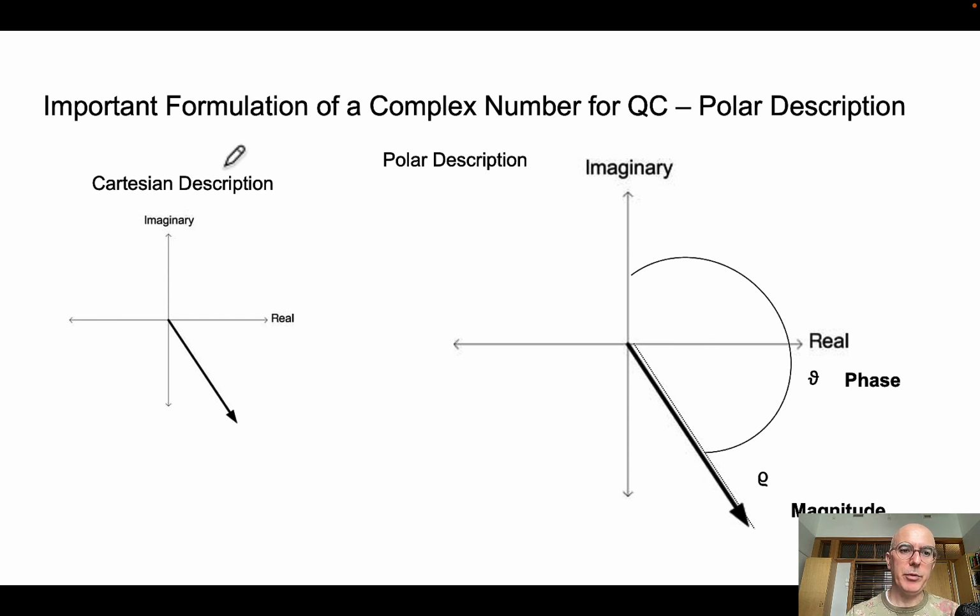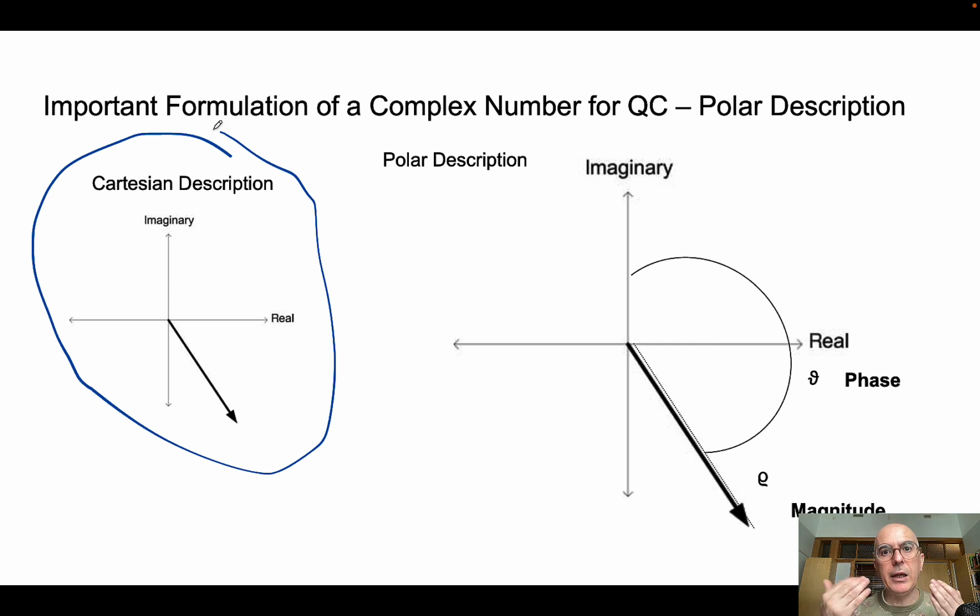So far we have seen this Cartesian description that represents any complex number as a point on the so-called Cartesian diagram, where we have on the x-axis the real component and on the y-axis the imaginary part. So this is very similar to what we saw in the previous lecture.